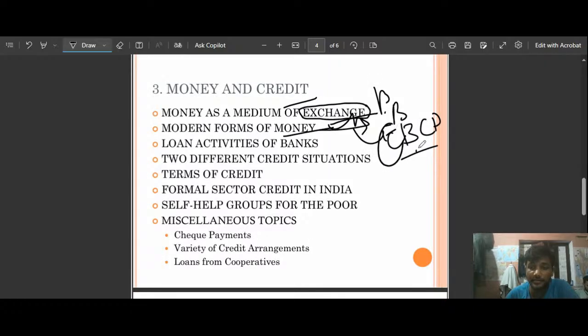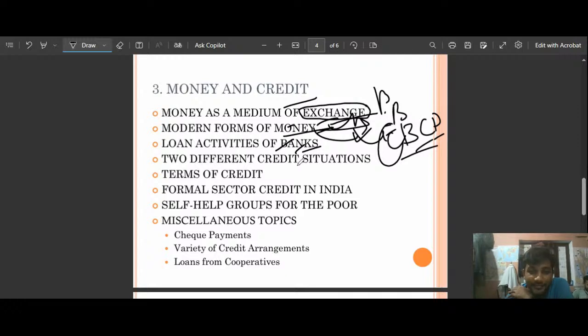CBDC, central bank digital currencies, and modern forms of money. These are like checks and the demand draft. They are some other forms of money. Loans as the basis of banks: how banks give loans, how much they give, why they give loans.